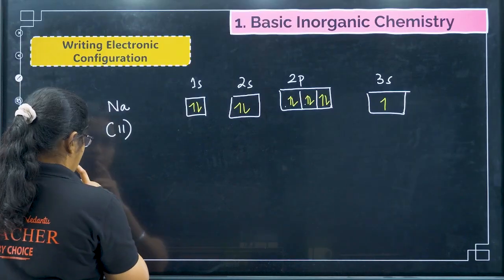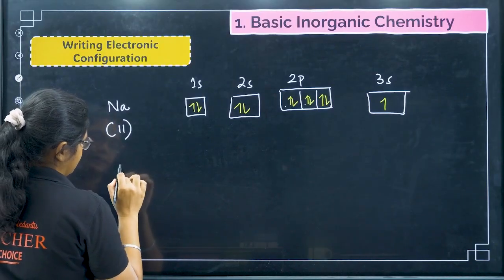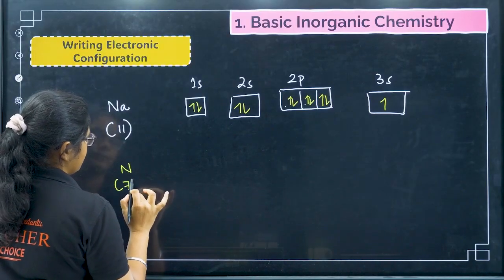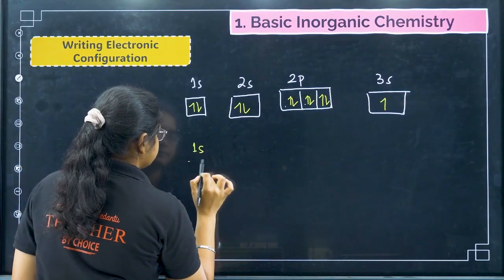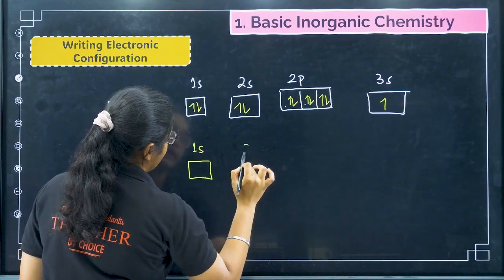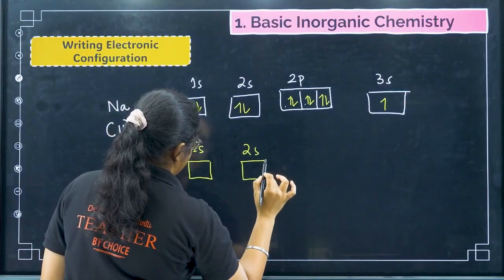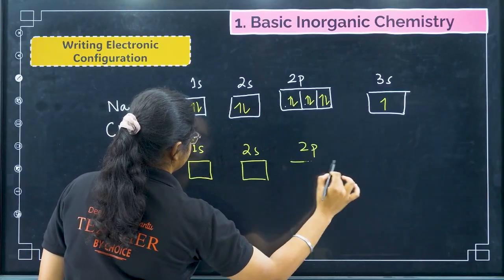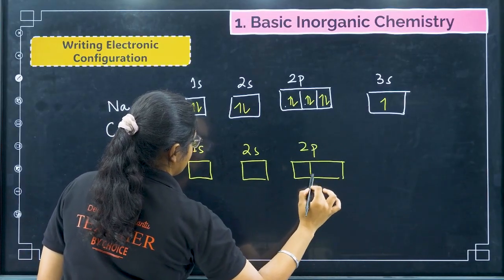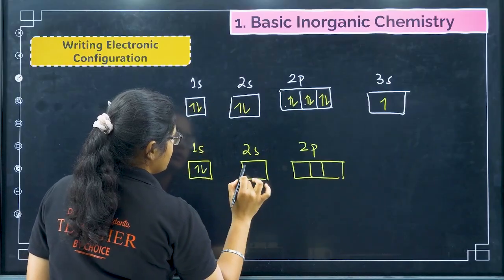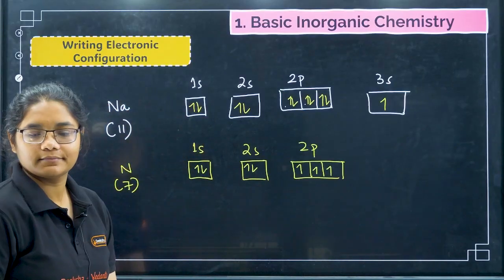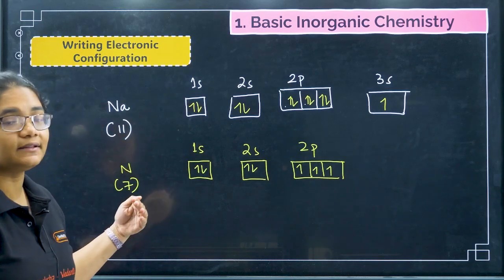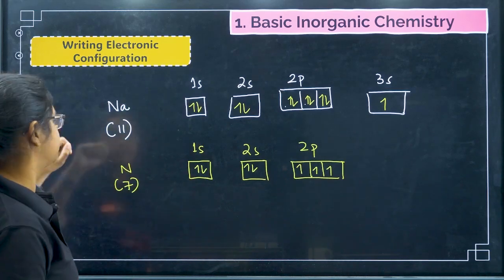Next, one more example, let it be nitrogen, a simple one, 7. First I will have 1s, then I will have 2s, then I will have 2p. So I will have 1, 2, 3, 4, 5, 6 and 7. Clear? So that is how you have to write the electronic configuration.